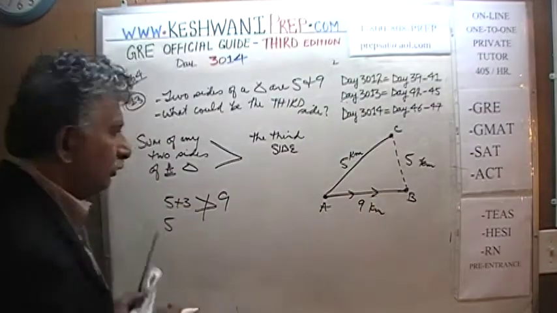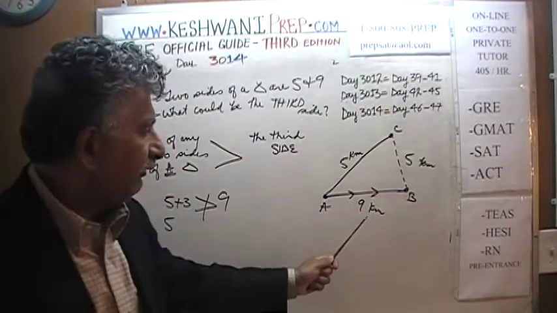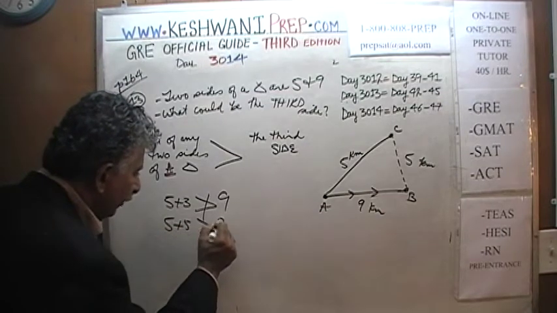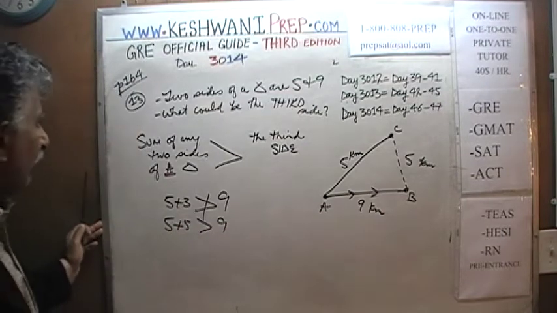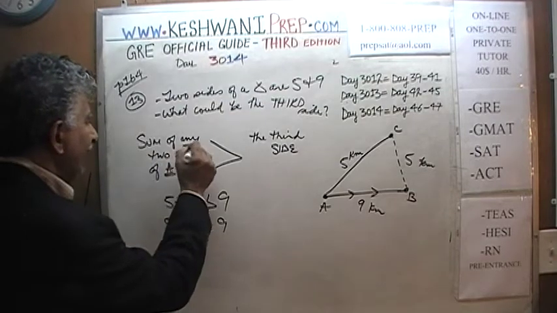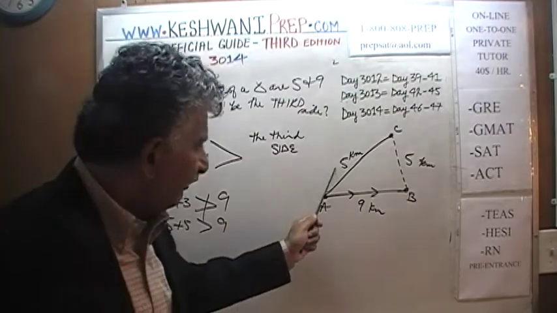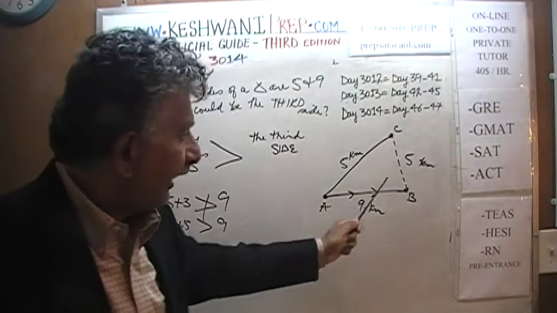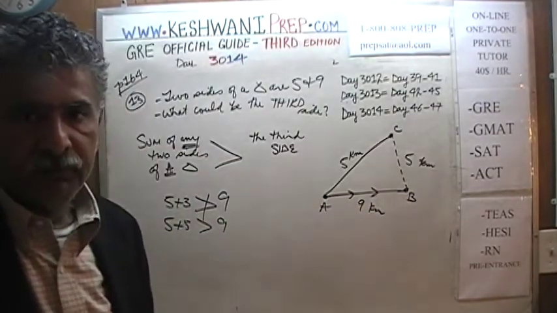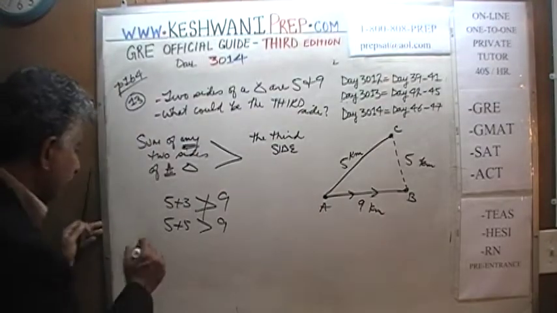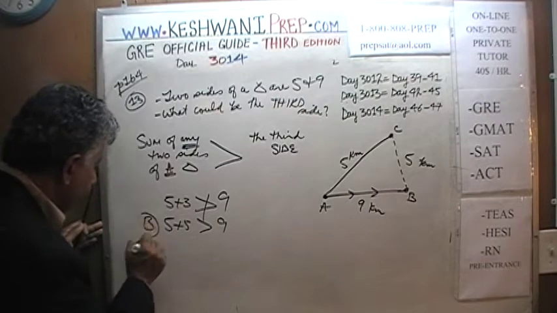The point here is that it is quite possible for two sides of a triangle to be 5 and 5, where the third side is 9. Why? Because 5 plus 5 is indeed more than 9. Not only that, but it's the sum of any two sides. If you take any two sides here, the sum will be more than the third side. 5 plus 5 is more than 9, and 9 plus 5 is more than 5. So 5 is possible. That's answer choice B, and that works.